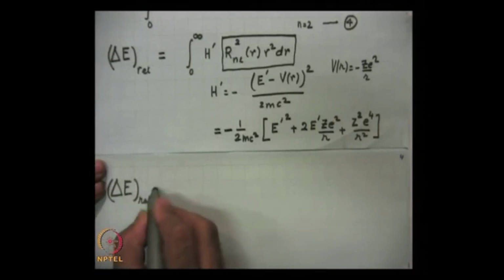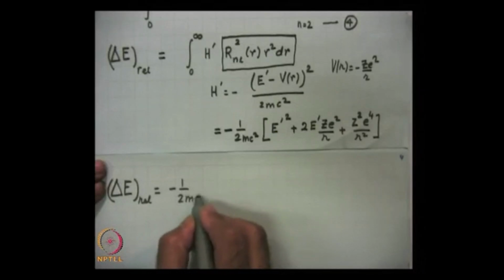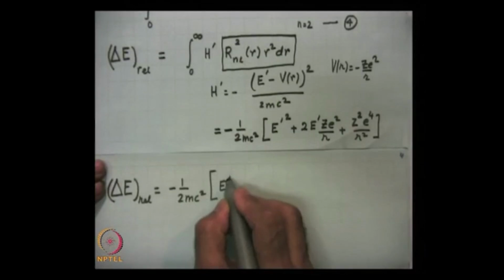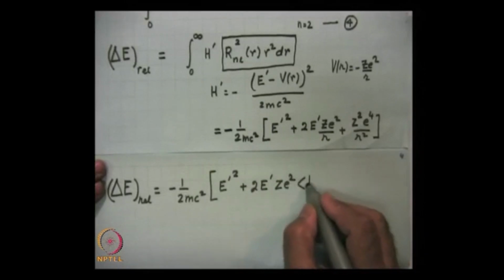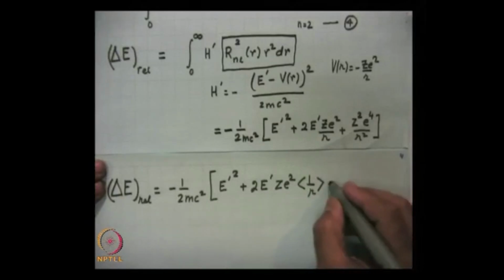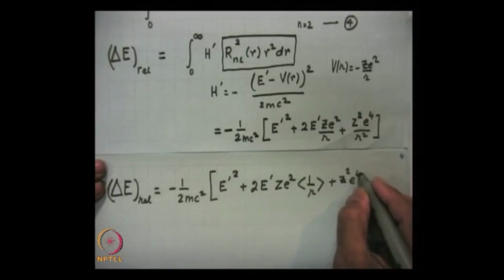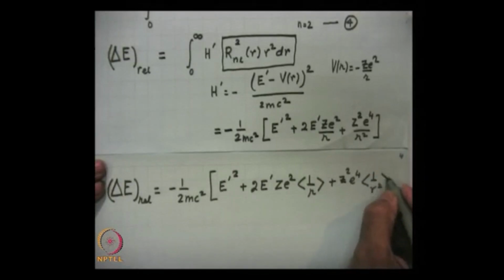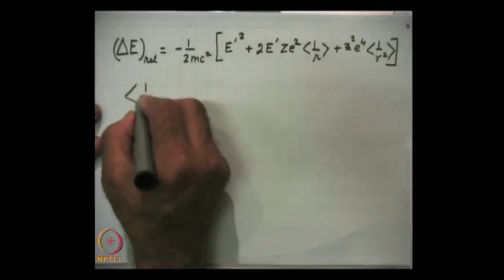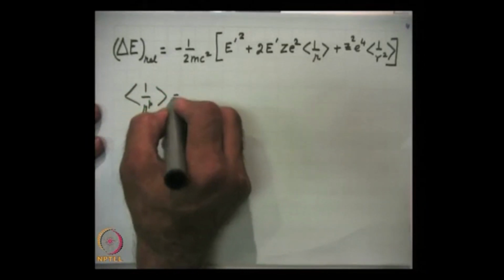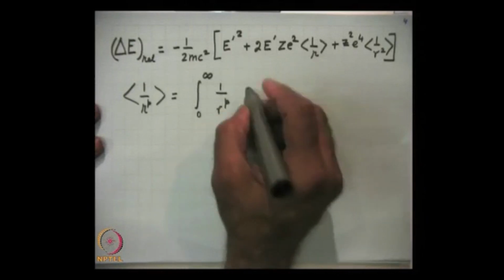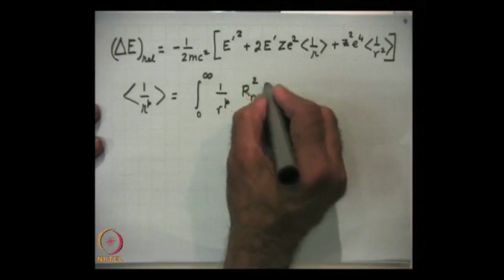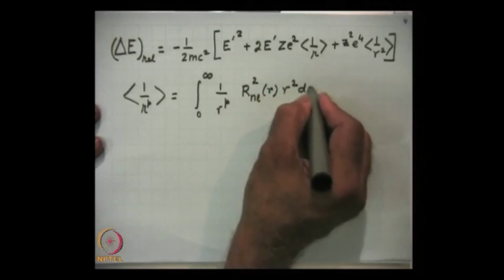delta E due to relativistic effects becomes equal to minus 2 m c square E prime square plus 2 E prime Z e square expectation value of 1 over r plus Z square e 4 expectation value of 1 over r square, where the expectation value of 1 over r to the power of p is equal to the integral from 0 to infinity of 1 over r to the power of p times R n l square of r times r square dr.